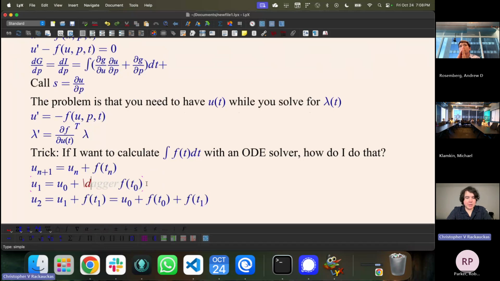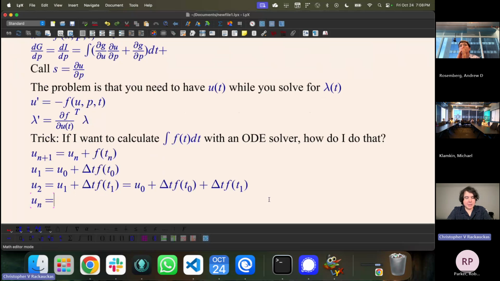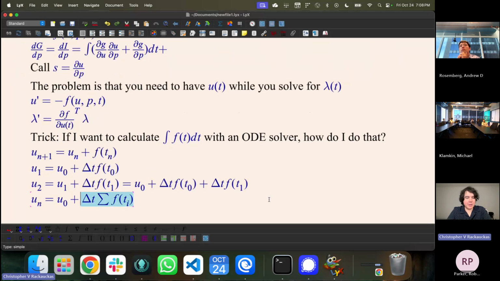Actually, I forgot that there's going to be a delta t here, right? For the Euler's method, right? So what does this mean? Well, you can see how this continues out. u sub n is equal to u sub 0 plus delta t summation of f of t sub i, right? Does this actually look very familiar to anyone? This term right here? Yeah, we've talked about this in the integrators, and that's forward Euler, right? So this is the forward Euler method written out, right?